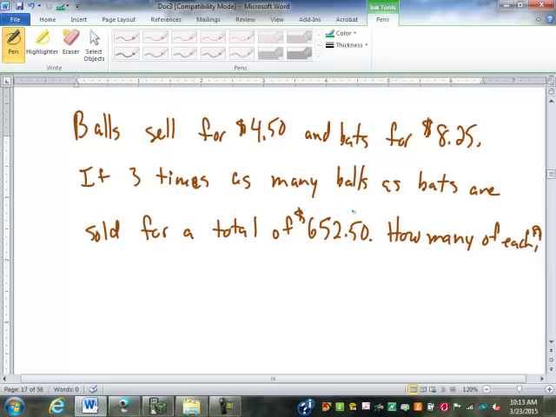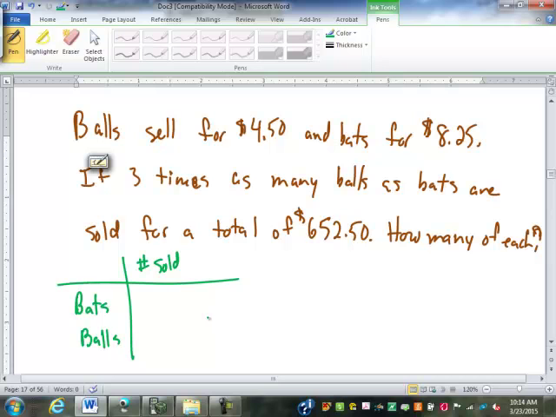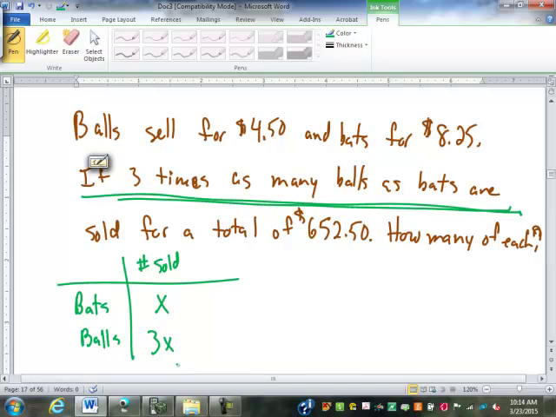This sets up just like problems we've done in the past. It's just there's decimals in it, which makes it look more complicated. We're still just looking at bats and balls, and we're going to look at the number sold. To define the number sold, we need our variables. Now, one of them is referenced off of the other. So that's the first thing we have to figure out. Which one is going to be x and which one's going to be something times or something plus to that x? Well, there's 3 times as many balls as bats. So which one would that tell us we should make x? The bats. Because the balls would be 3 times that, or 3x.